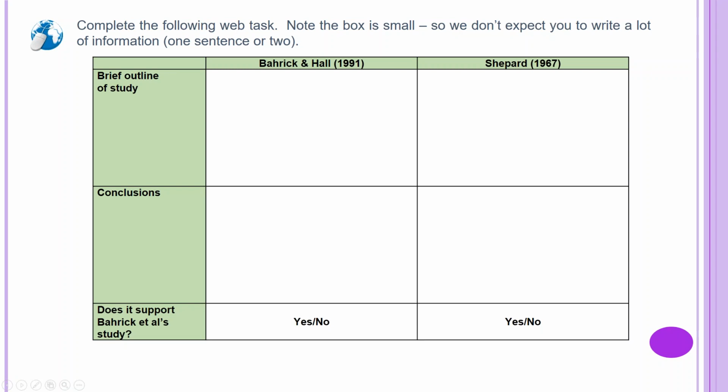The answer is yes. Shepherd, 1967, tested the duration of long-term memory, showing participants pictures, then putting some of those pictures in with other pictures that have not been seen before. The participants got almost perfect recognition. After a few months, participants still remembered 50%. Conclusions: these findings show that memories in long term last a long time. Does it support Barrick et al.'s original study? Yes, it does.